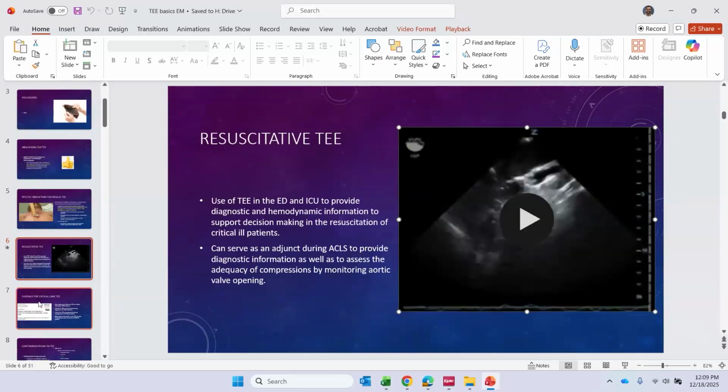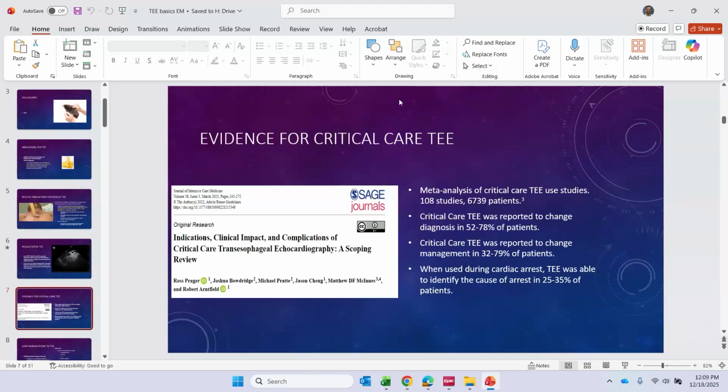Very good. So what is the evidence for this idea of resuscitative TEE? This was from 2022, 2023, so it's getting more and more outdated. It was a meta-analysis of critical care patients where TEE was used. So 108 different studies, 6,500 patients. Obviously, with such a big meta-analysis, you're going to have a lot of variance in your results. But TEE was reported to change the diagnosis in half to 3/4 of patients.